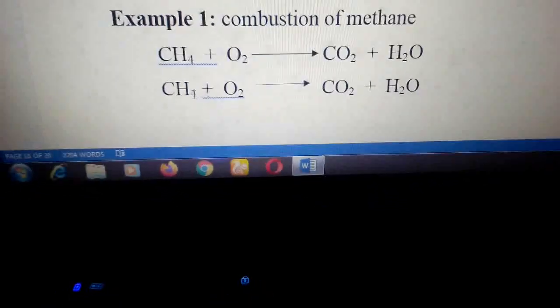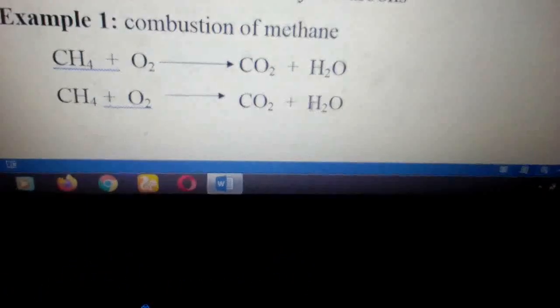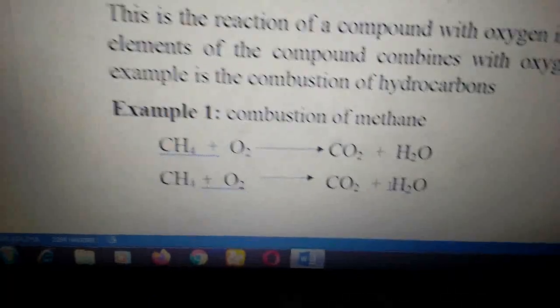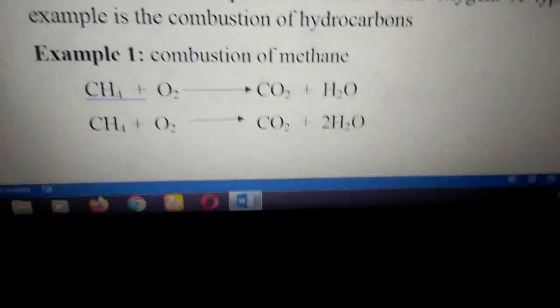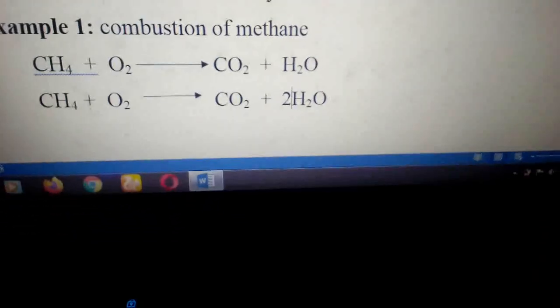There is 4 of hydrogen on the left hand side and only 2 on the right hand side. So we'll go to this side that is smaller. The number that we ought to put here is 2 to balance the equation. That becomes 2 times 2, 4.